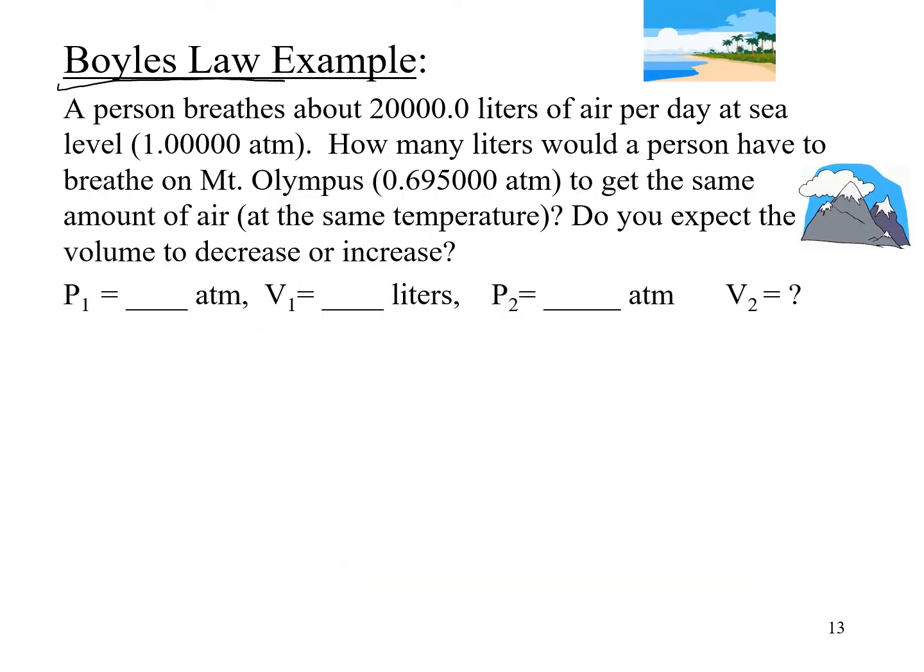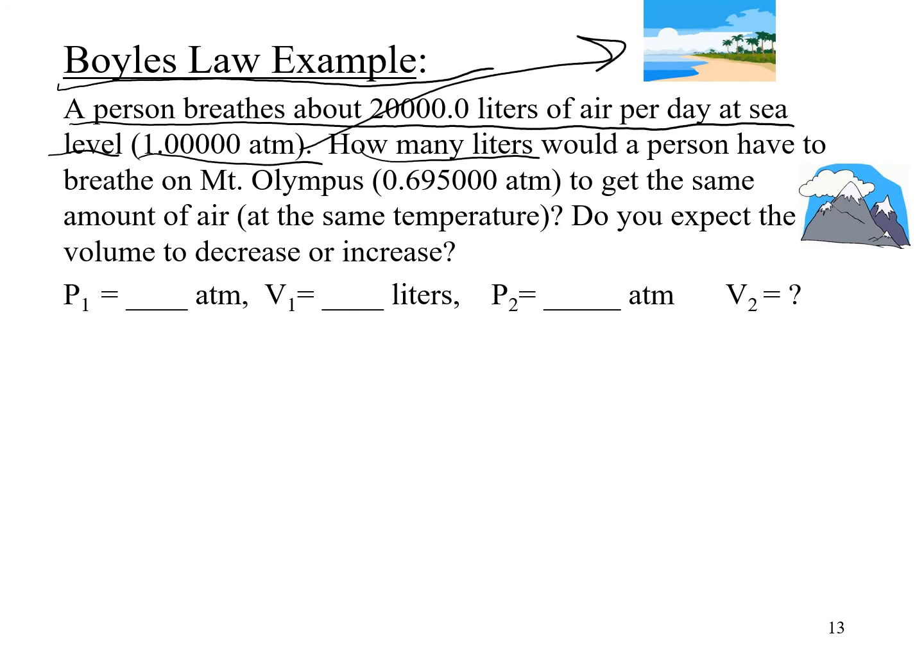Here is a Boyle's law example calculation. A person breathes about 20,000 liters of air per day at sea level. We know atmospheric pressure at sea level is 1 atm. How many liters would a person have to breathe on Mount Olympus, where atmospheric pressure is 0.695 atm, to get the same amount of air? And we're assuming the temperature is the same at sea level and up in the mountains for this example.